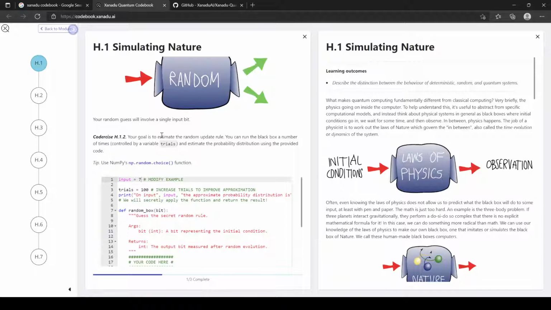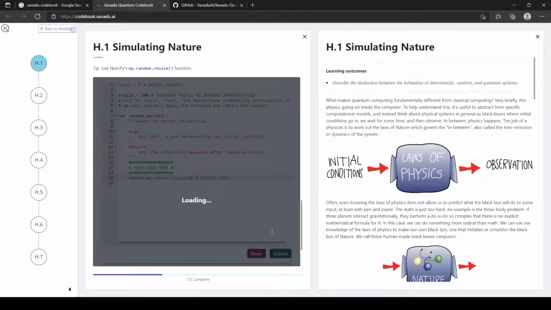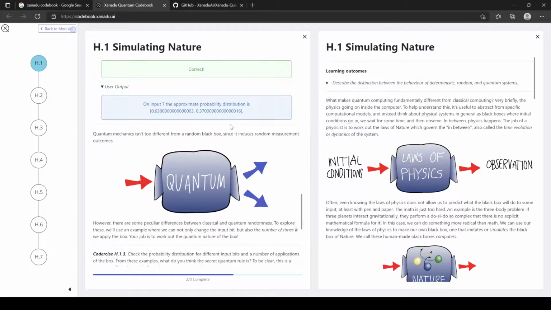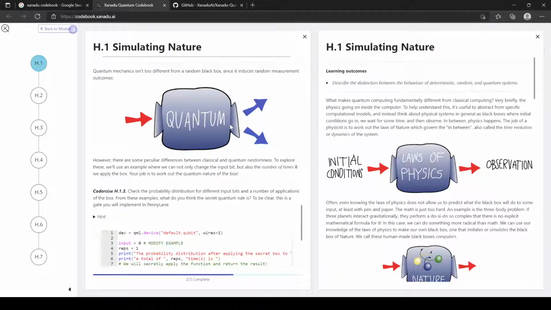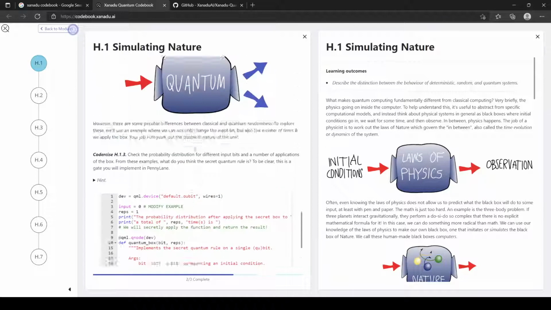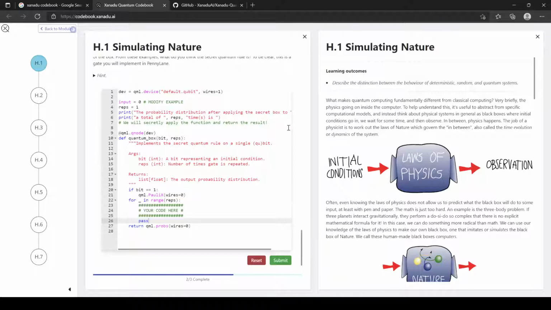Oh. Wait. Okay, so we run the plot. I don't understand what this bit is. This bit, the output of the. No, oh, so we're supposed to code what we think. Oh, okay, that's such a convoluted question. So I don't understand that. Check the probability distribution for different. Okay, I really am not understanding what this is getting at.